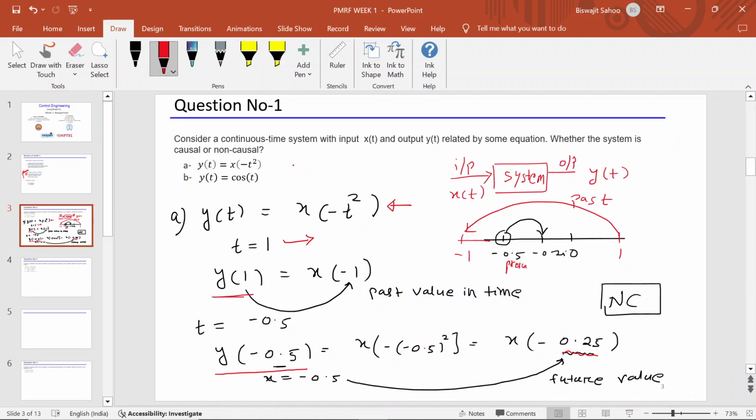Now, at what instant are you getting your input? Your input is at the value minus 0.25. So for minus 0.5, this minus 0.25 is a future value. That's why you conclude that whenever I put t equal to minus 0.5, my present output depends on a value of the future input. That's why you conclude that it is a non-causal system.